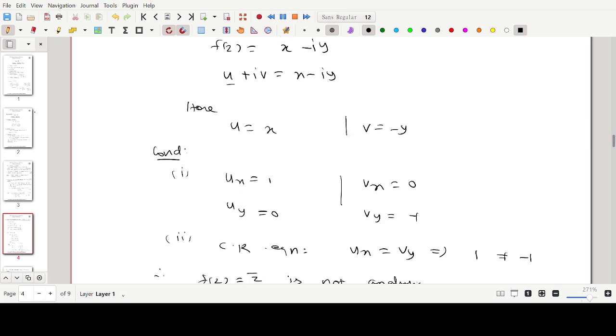So what is the meaning? What is the necessary condition I mentioned? The first derivative exists and is continuous. So what is that? The first derivative with respect to x is 1. It is a constant function, always continuous. Uy is continuous.